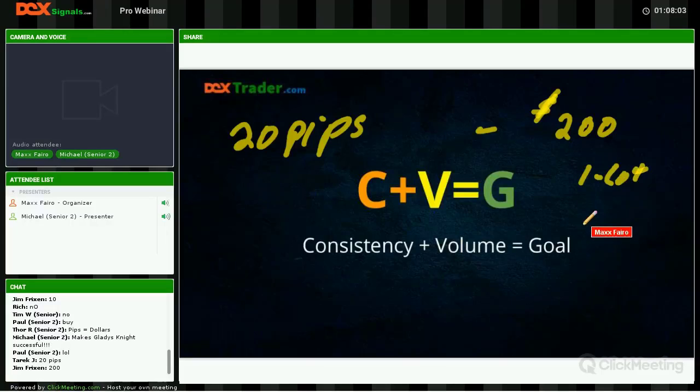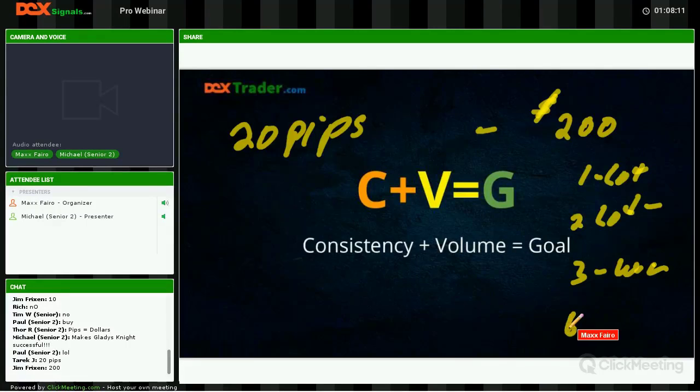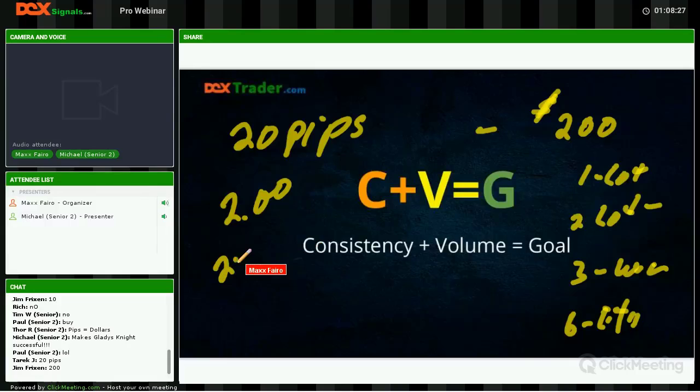$200 a day. He did one trade for one lot, right? Then he went in and did 2 lots, and he lost. Then he went back and did 3 lots, and he won. And then he did a Hail Mary, and he did 6 lots, and he traded all day. Where the guy who did 20 pips, he knows that he could do 20 pips every day.